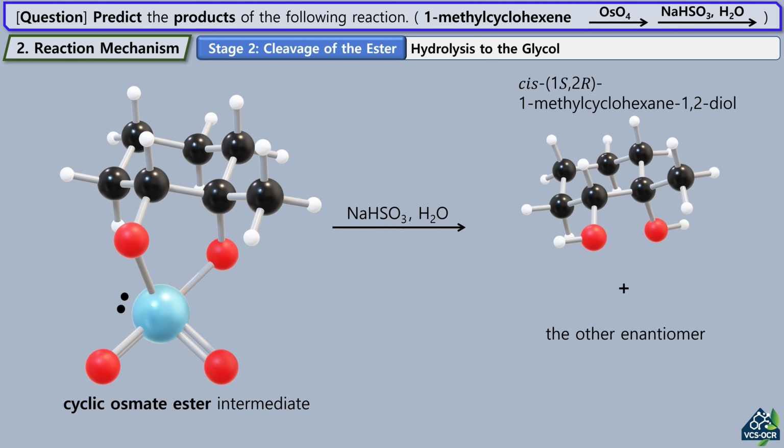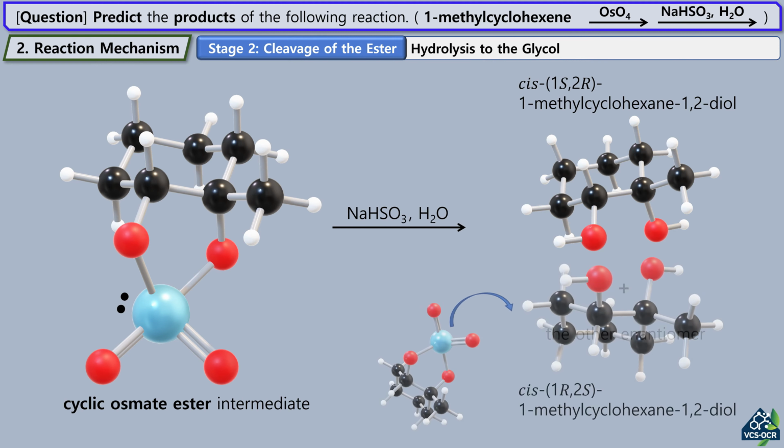Note that this reductive hydrolysis reduces osmium. To operate catalytically, the reduced osmium species must be reoxidized by a co-oxidant such as NMO, H2O2, or NaIO4 to regenerate OsO₄.